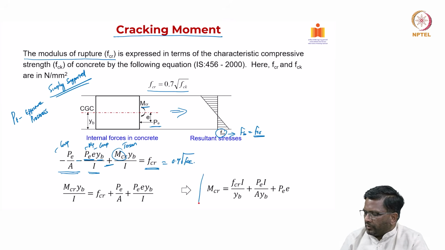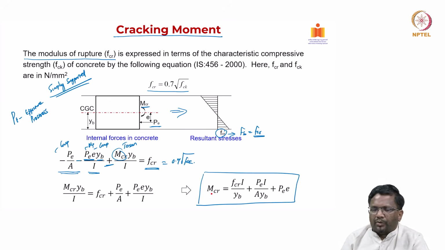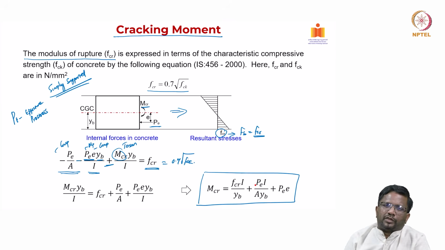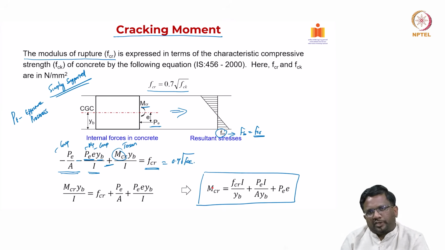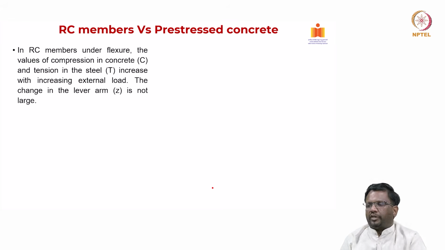and then you get the expression for your Mcr in a very simple way like this. So if you know the section properties, if you know the amount of pre-stressing, and if you know where the pre-stressing is acting, then using this we can calculate how much a particular section will be able to resist until cracking.